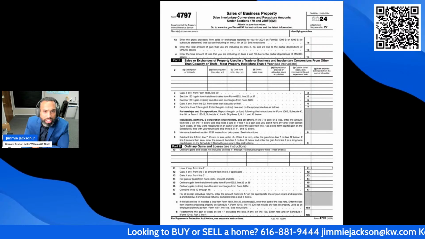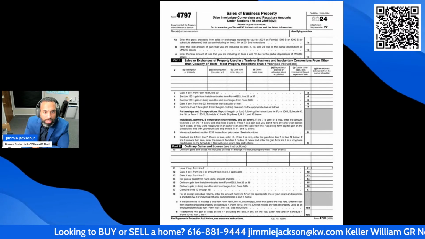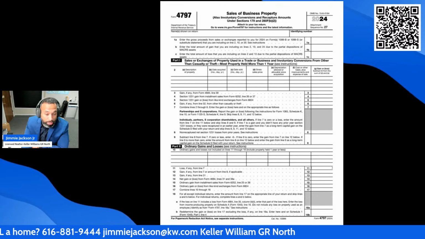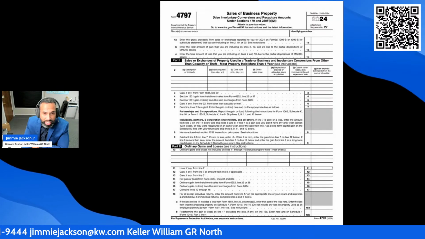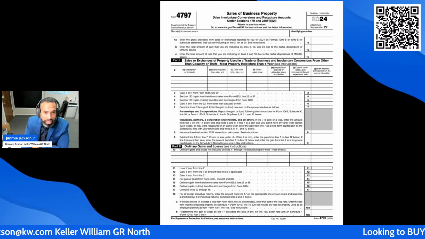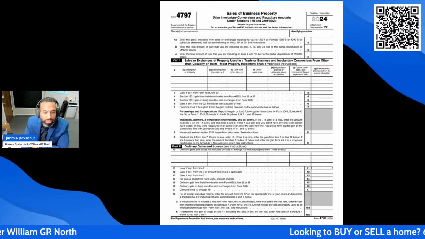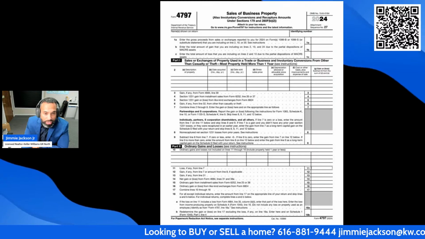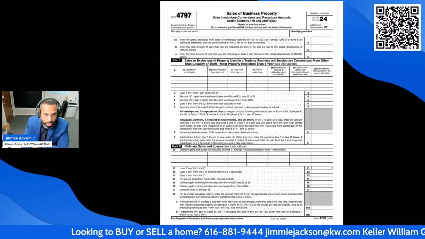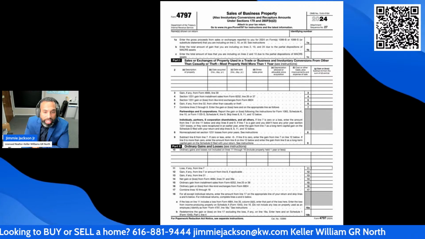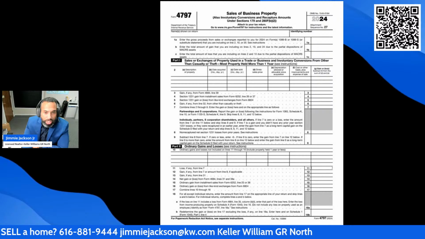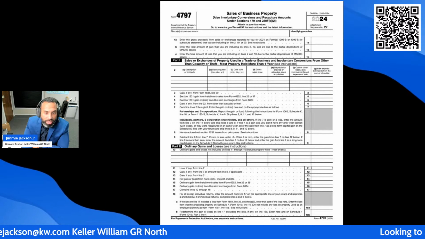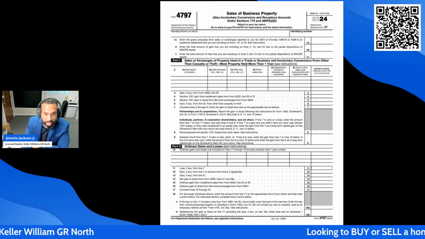So here's an example. You purchase it for $200,000. The amount of depreciation that's been taken is $50,000. You sell it for $300,000. Total gain, $100,000. The first $50,000 is the depreciation taken. That's what is recaptured on Form 4797. The remaining $50,000 is the capital gain. Man, they take your money.